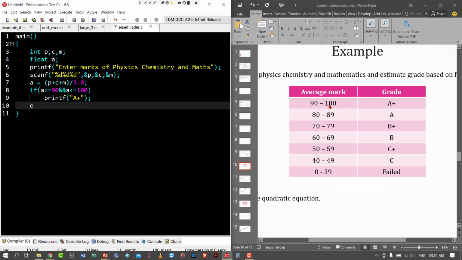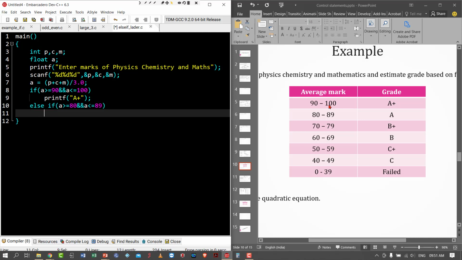Then I am checking the next condition. Else if a greater than or equal to 80 and a less than or equal to 89. printf a.